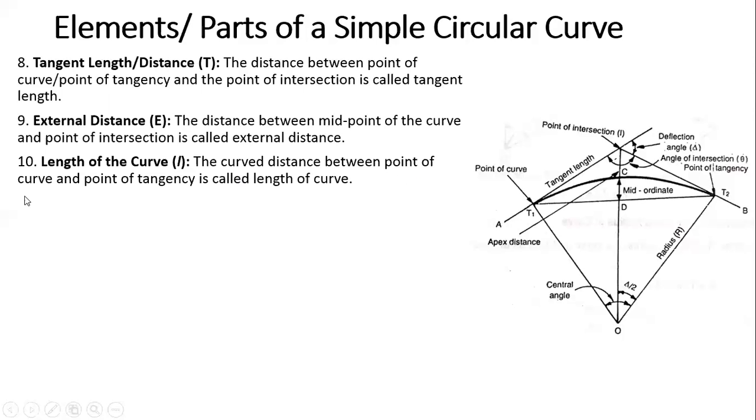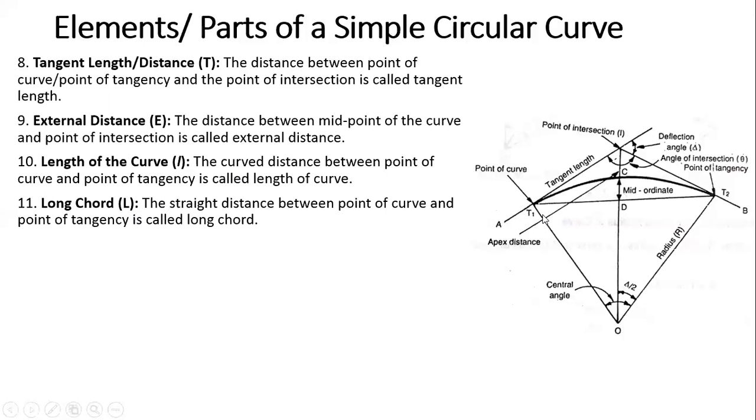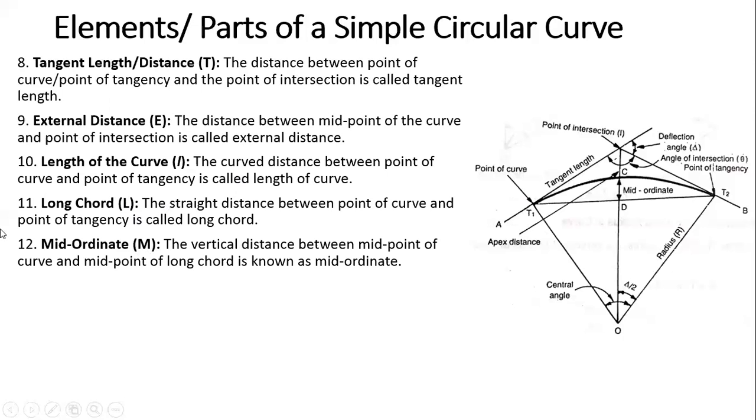That is the curve distance between point of curve and point of tangency. Next is long chord. If you join this point T1 and the point T2 along a chord here, this is my shorter distance. This chord distance from T1 to T2 is called your long chord, and it is denoted by capital L. Mid-ordinate. If you bisect this long chord, this bisection point is D, and the midpoint of the curve is C. The distance from the midpoint of the long chord to the highest point on the curve is called your mid-ordinate. So the distance CD is your mid-ordinate.